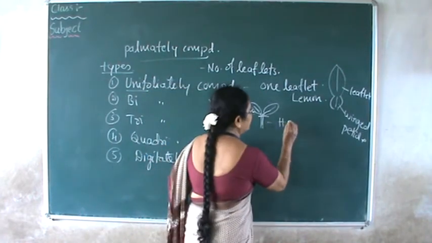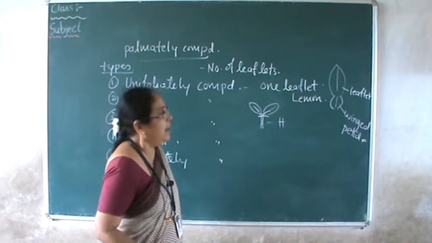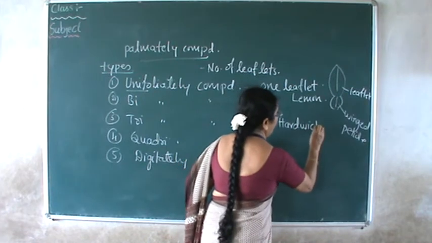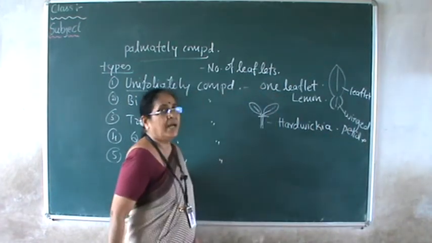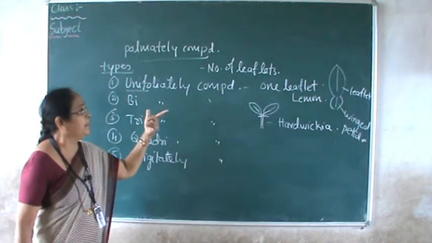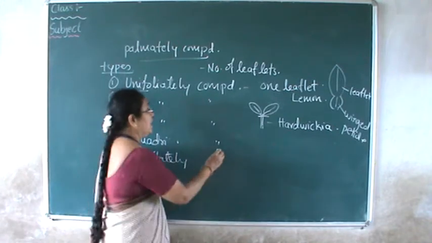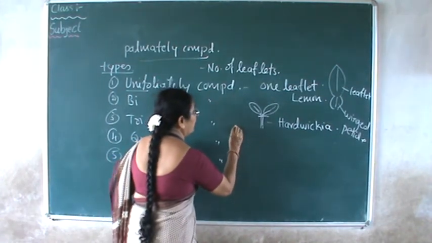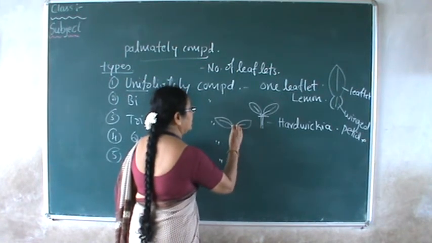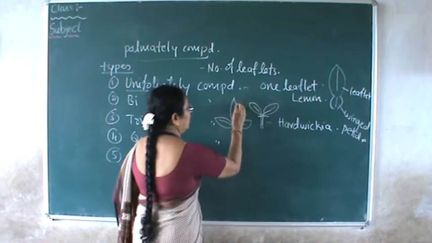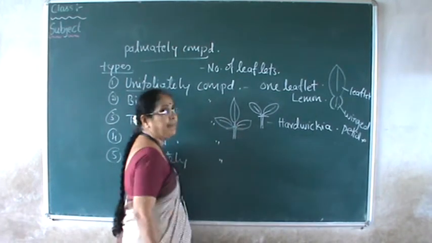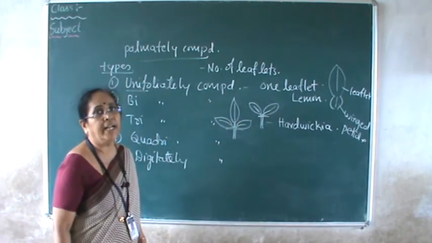And the example for this is actually a xerophytic weed, and the name of the plant is Hardwickia. Hardwickia is an example for the bifoliately compound leaf. Trifoliately compound, accordingly the petiole ending with 3 leaflets arising from a common point over here. In this case, all of us know our common plant called patri, Aegle. This is the nature of the trifoliately compound leaf. All the 3 leaflets arise from a common point here, and hence it is called trifoliately compound leaf.